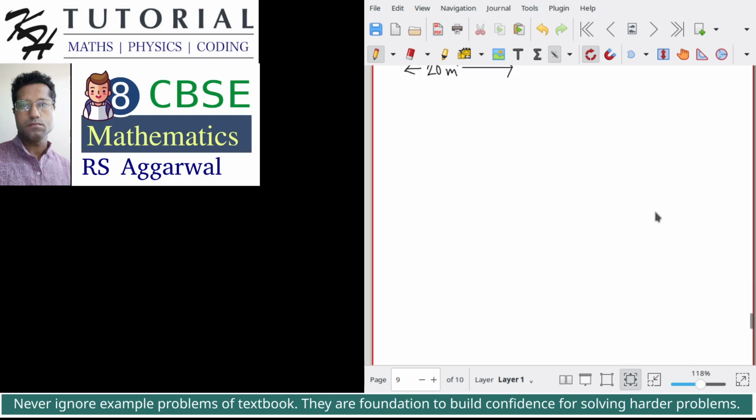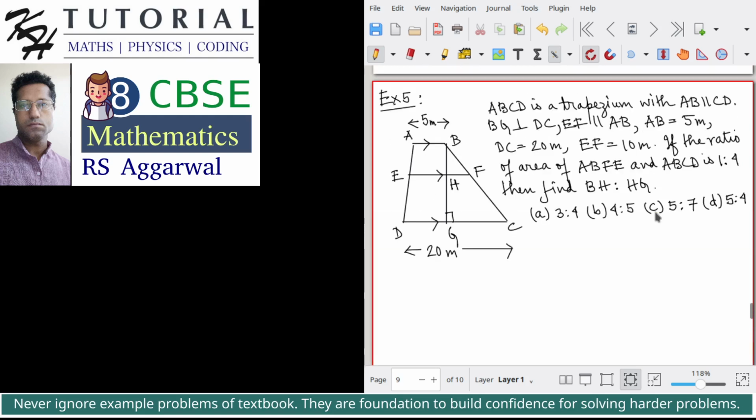Let's do the next problem. I think this is the last problem. ABCD is a trapezium with AB parallel to DC. BG is perpendicular to DC. Okay, so BG should be the height of the trapezium, or altitude. EF is parallel to AB. So EF is also parallel to AB. AB is 5 meter, DC is 20 meter, EF is 10 meter. If the ratio of area of ABFE and ABCD is 1:4, then find BH is to HG.